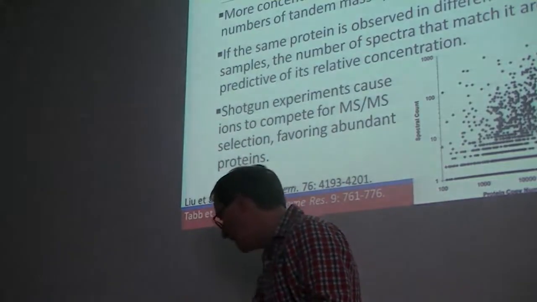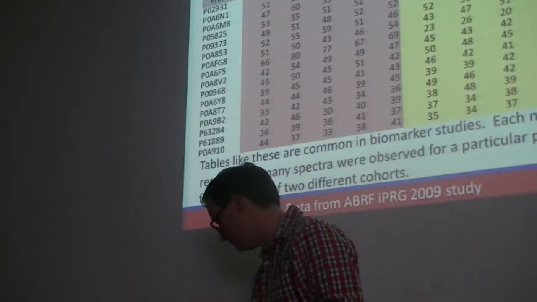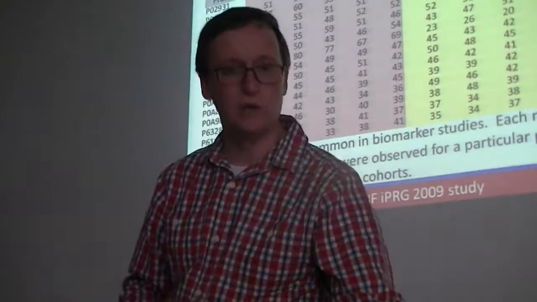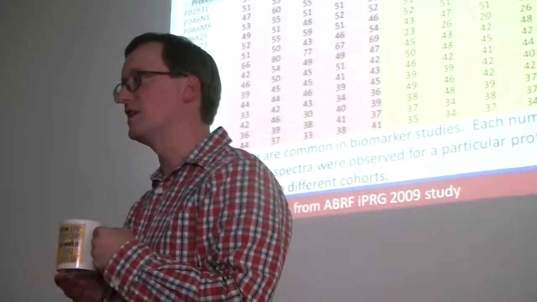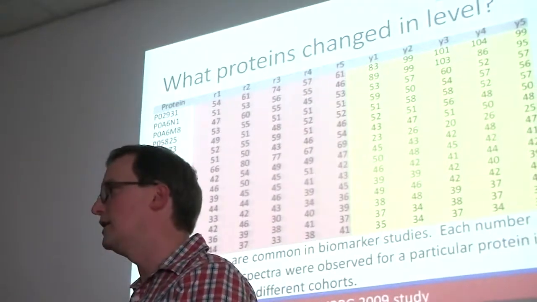So we're going to look at some examples of what those look like. Here we are looking at data from the ABRF 2009 study. This is the case where we had red E. coli and yellow E. coli.